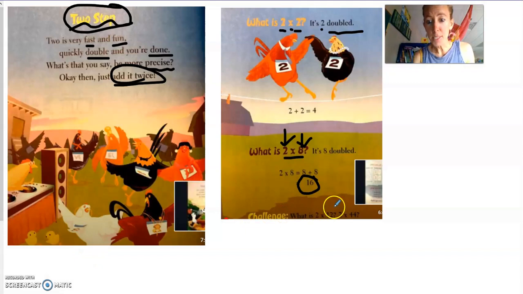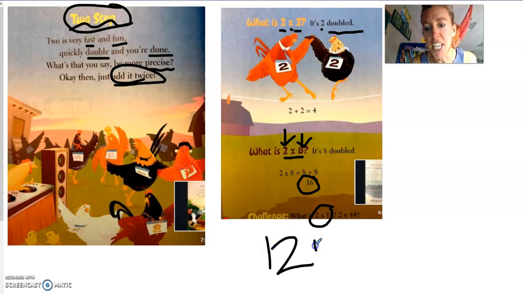So what if it is 2 times this one down here, 12? Oh my gosh, double and you're done. So I have to take the 12 and double it. So I need 12 plus 12. So guess what? That's 24. Double and you're done, people.